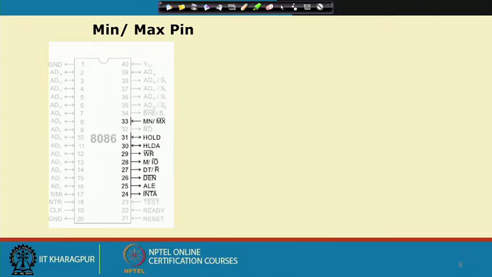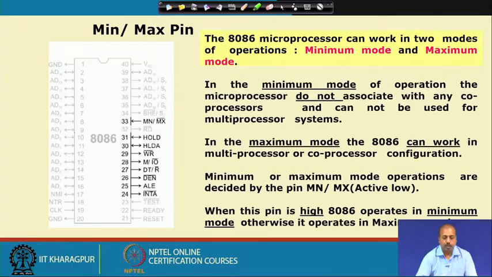Coming to this min max pin, there are two modes of operation for 8086, one known as minimum mode, another known as maximum mode. Minimum mode is just like a single processor system. In minimum mode of operation, the microprocessor does not associate with any co-processors and cannot be used for a multiprocessor system. If there are multiple processors, we get a multiprocessor system.